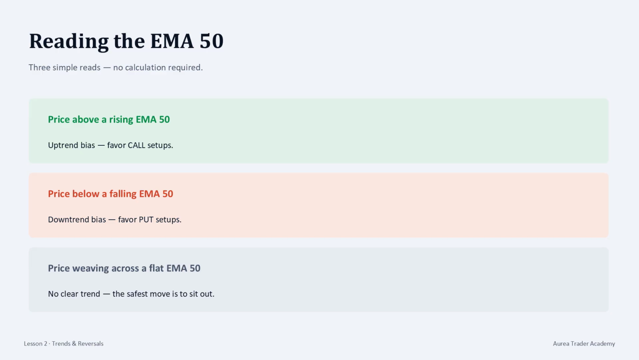Reading it only takes three simple checks, no calculation required. Price above a rising EMA 50, uptrend bias, favor call setups. Price below a falling EMA 50, downtrend bias, favor put setups. And price weaving back and forth across a flat EMA 50, no clear trend, the safest move is to just sit out.